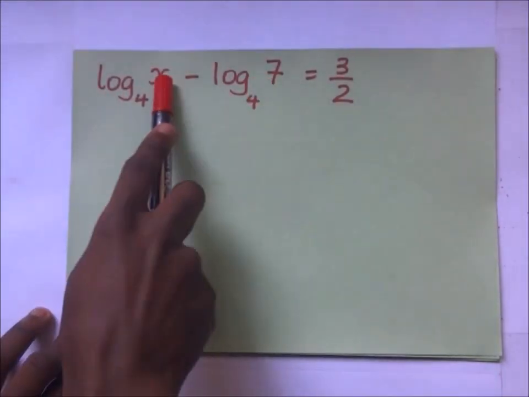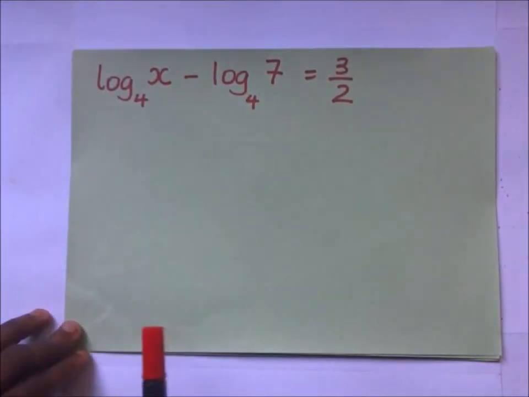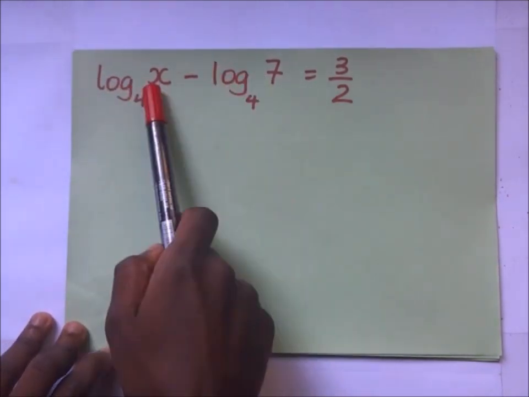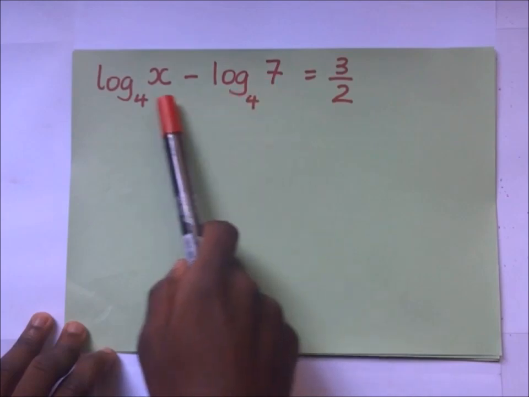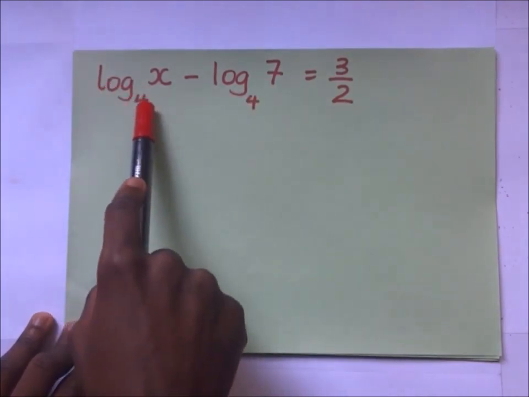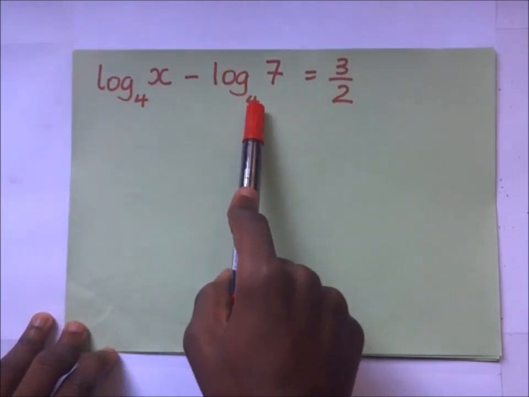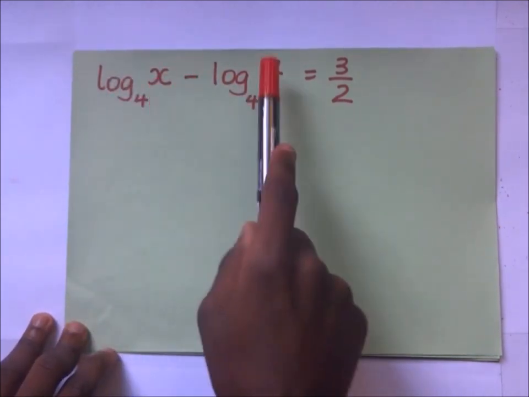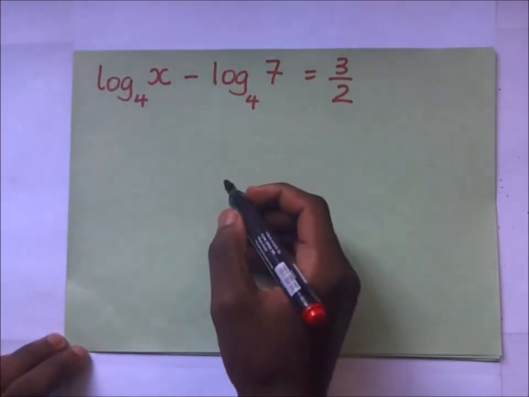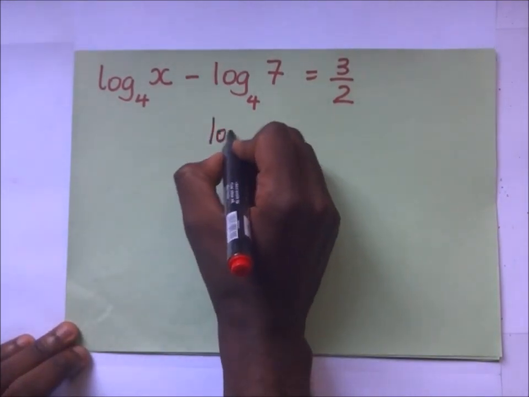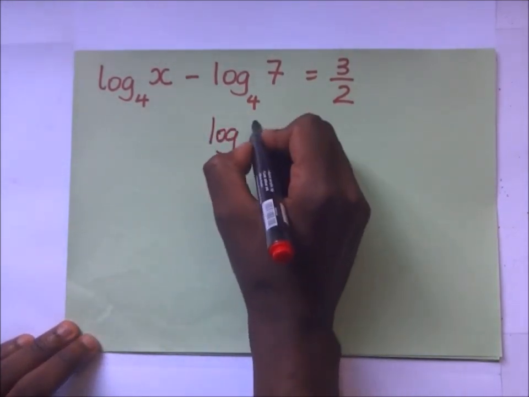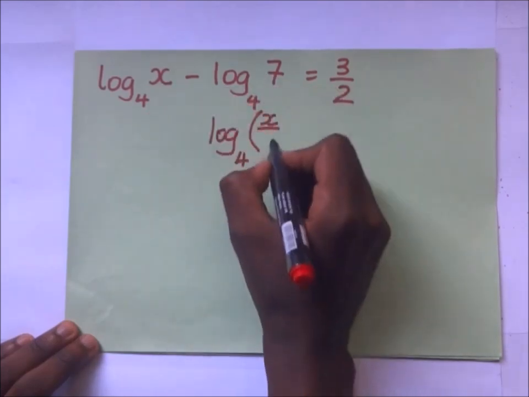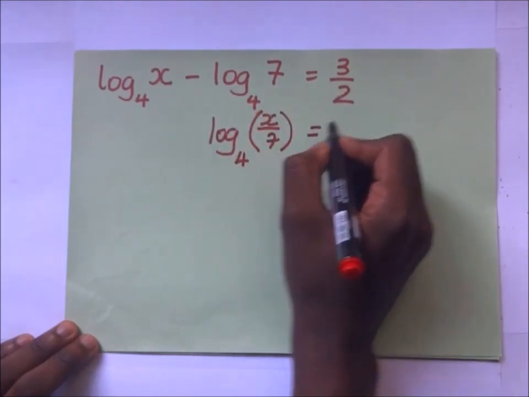Here we are required to find the value of x. So using the property of subtraction of logarithms, this logarithm is to base 4 and this logarithm is to base 4. And since it is subtraction of logarithms, it means it's going to be x divided by 7. So we maintain the base, it will become log to base 4 of x divided by 7 is going to give us 3 over 2.